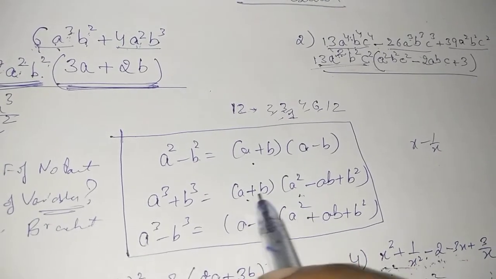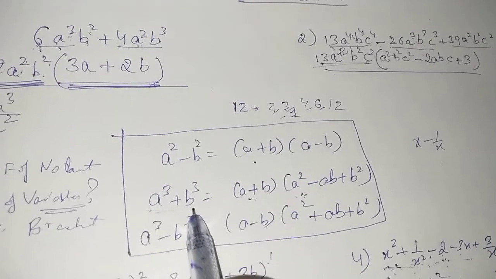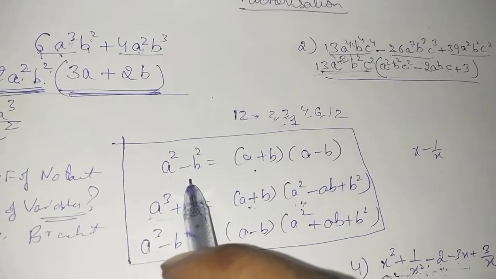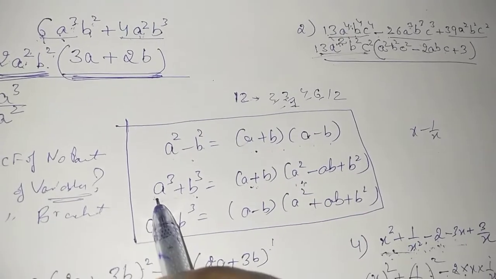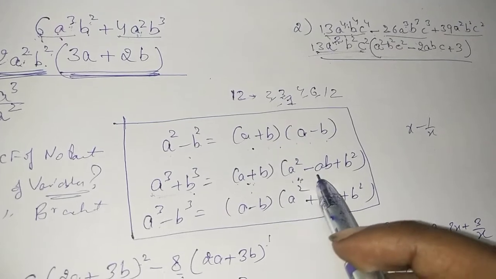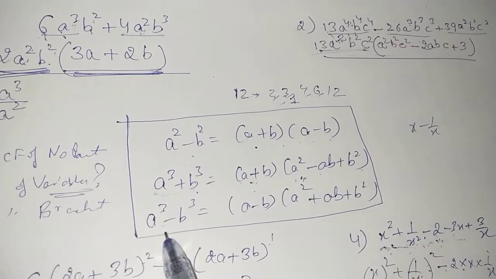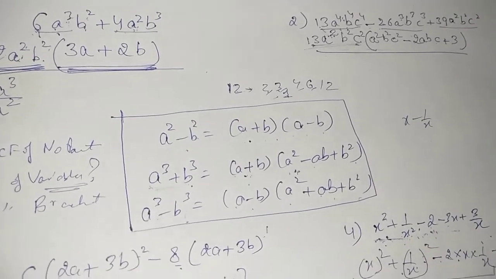So these are the two factors, or the two brackets, that we are going to expand or obtain for a cube plus b cube. So what is a square minus b square? a plus b in one bracket and a minus b in another bracket. What is a cube plus b cube? This is simply a plus b into a square minus ab plus b square. And then what is a cube minus b cube? It is a minus b into a square plus ab plus b square.